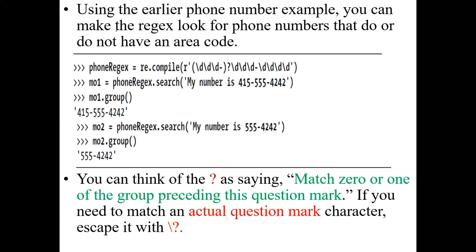In the next case, using the earlier phone number example, we can make this regular expression look for a phone number that does or does not have an area code. Let us take one simple example. In this example string, it contains an area code, the first 3 numbers, and since it is present, it has been displayed here. In the next example, the area code is missing, the first 3 digits are missing. Because of this optional matching question mark, even though the area code is missing, it is going to match the regular expression. Because of that, when we display the content of the match object, we have got this.